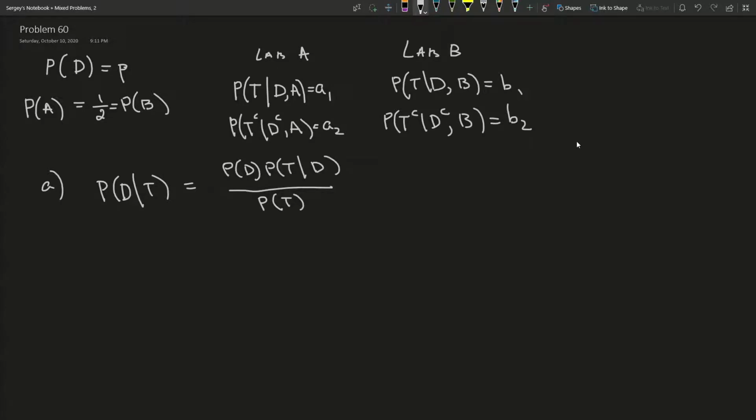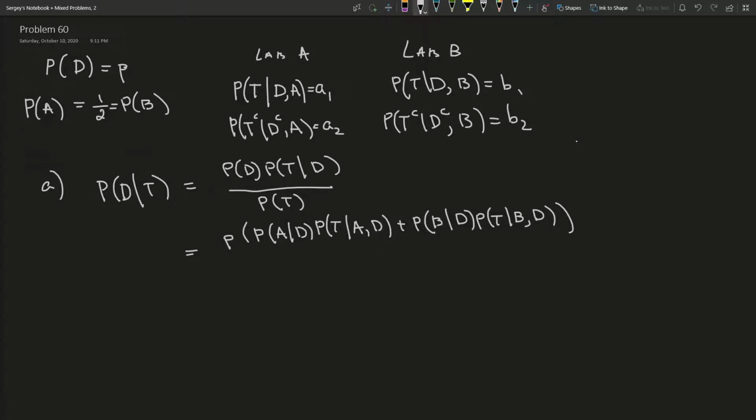So this is the definition of Bayes rule, and we're going to rewrite this. Now in the numerator, the prior probability of having the disease was P. And now we're going to use the law of total probability to rewrite the probability of testing positive given that the patient has the disease as the probability that their test gets sent to lab A given that they have the disease, times the probability they test positive given that their test was sent to lab A and they have the disease, plus the probability that their test gets sent to lab B given that they have the disease, times the probability that they test positive given their test was sent to lab B and they have the disease.